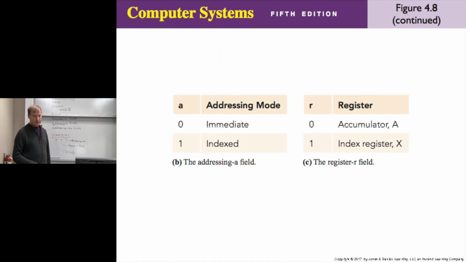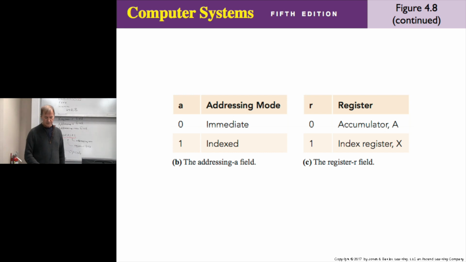And then in part B of the figure, if we have the addressing A field, it shows how to identify it. If we had an addressing A field of 0, that would indicate immediate addressing. If we had an addressing A field of 1, that would indicate indexed addressing. And those places where we had R's, that's the register R field. So which register does 0 represent in the register R field? The accumulator, whereas 1 indicates the index register. Okay? So let's do this example in figure 4.9 and then we'll call it quits.